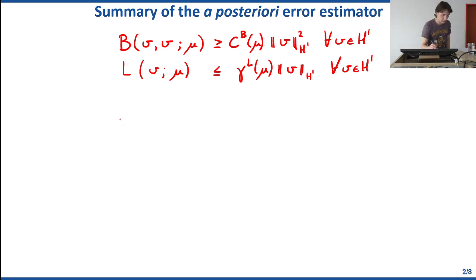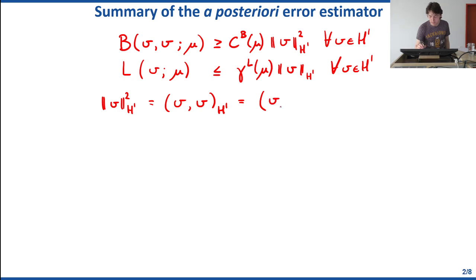So just to help you remember, we defined the H1 norm of a function. In a general sense, the norm was defined to be the inner product with itself. But now we're talking about an H1 inner product, not an L2 inner product. So what was an H1 inner product? Well, an H1 inner product is simply the L2 inner product plus the L2 inner product of the gradients.